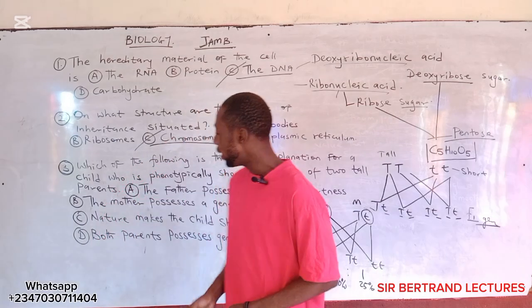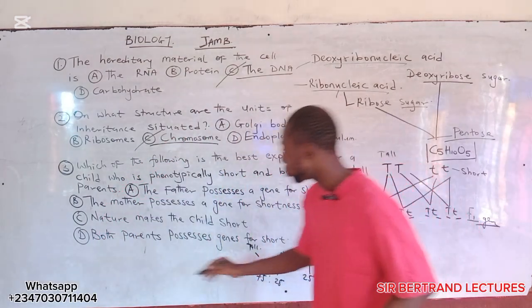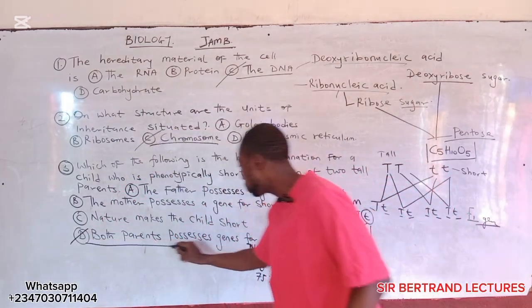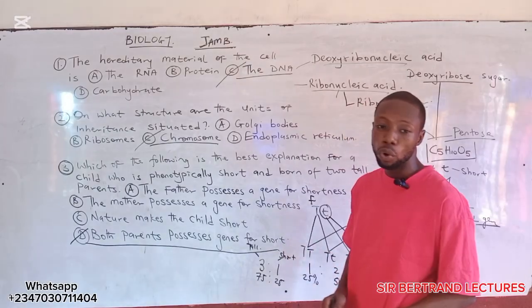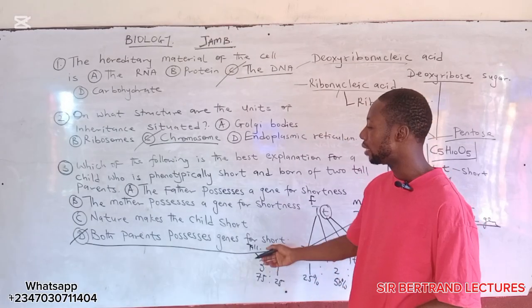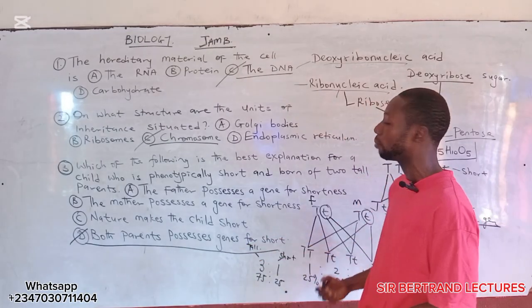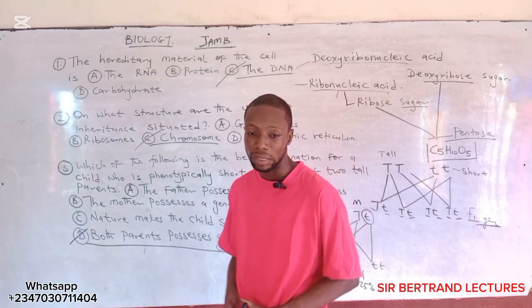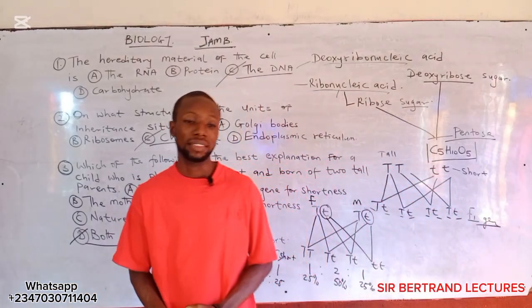All right. So here in the question, the answer is option D: both parents possess the gene for short. That's the answer, and that is based on the concept of Gregor Mendel's experiment on genetics.